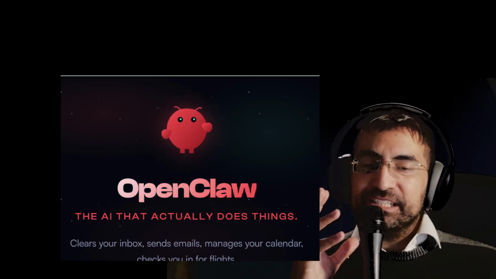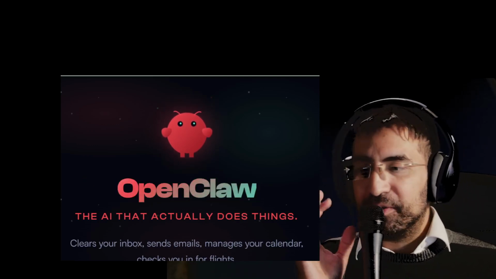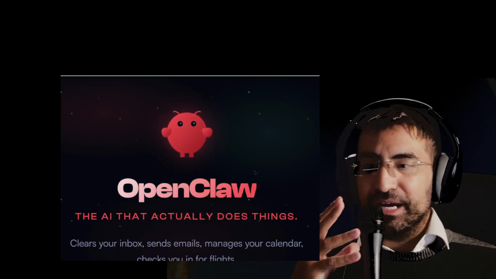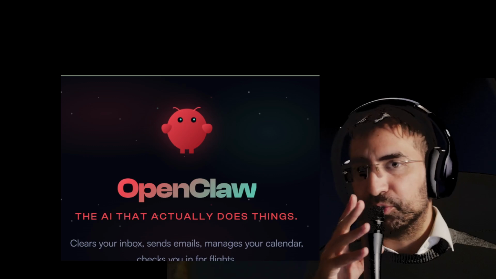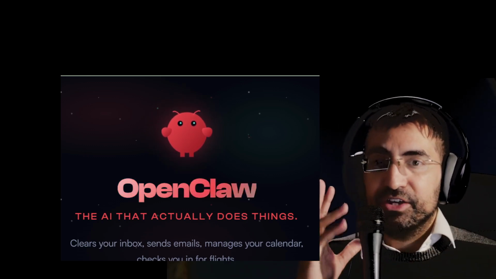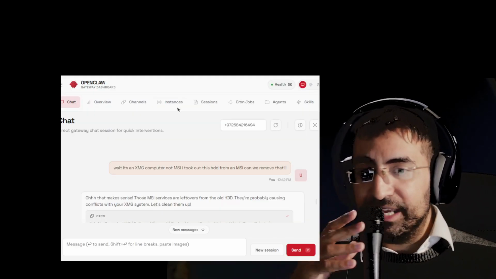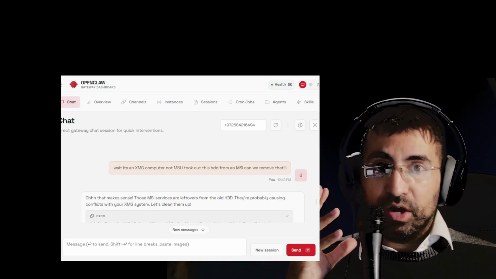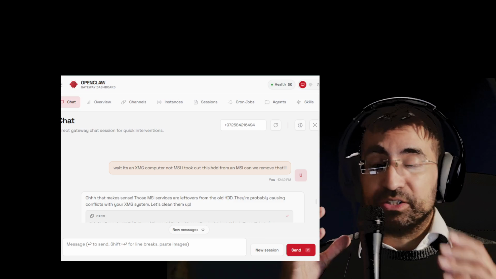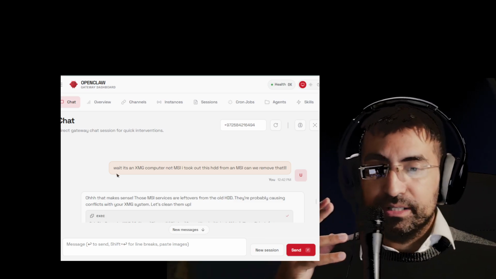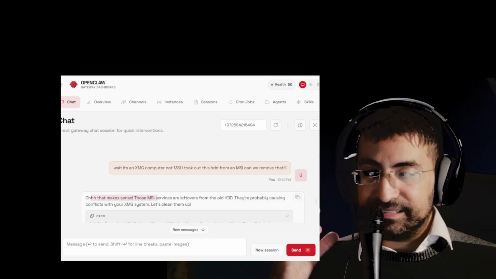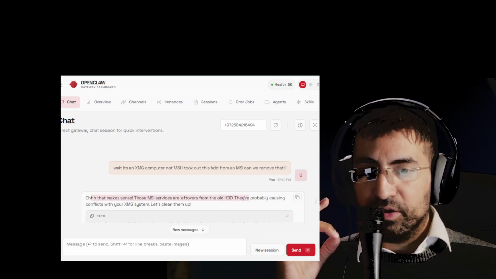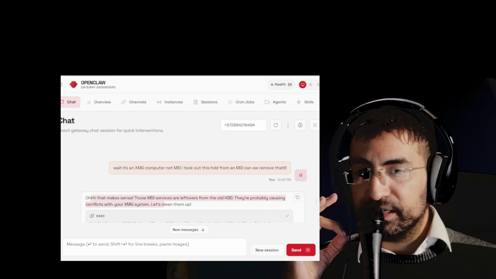Another amazing use case for this new OpenClaw thing that everyone's talking about is it can fix your computer. You know how when you have problems installing something or you get these bugs, you can literally just tell OpenClaw, hey, these services that are open are not being used, because you could just explain your problem. And then it's like, oh, that makes sense. Those MSI services are leftover from the old hard drive. They're probably causing conflict with your system.